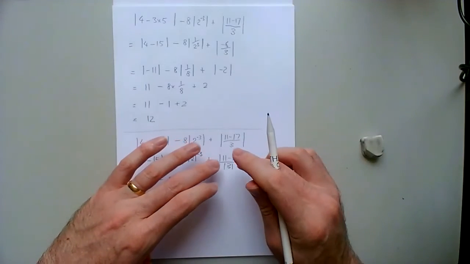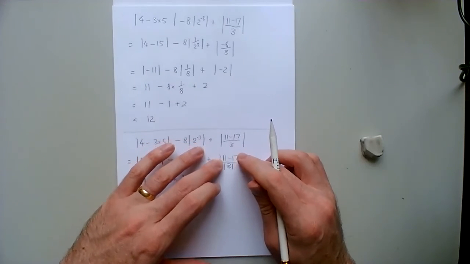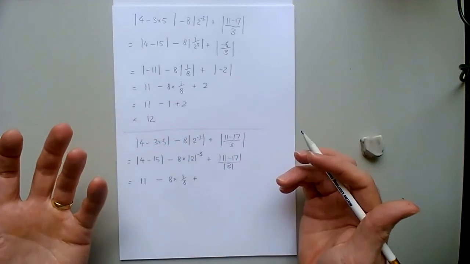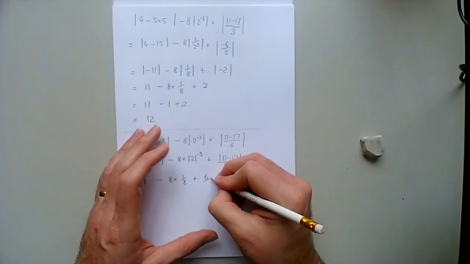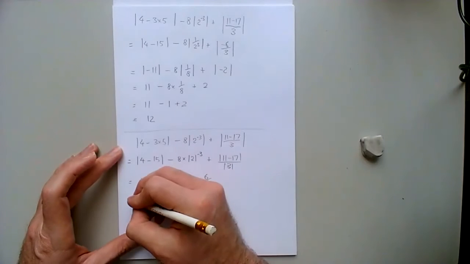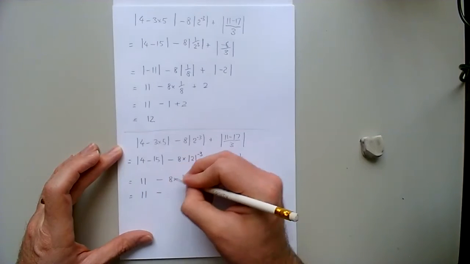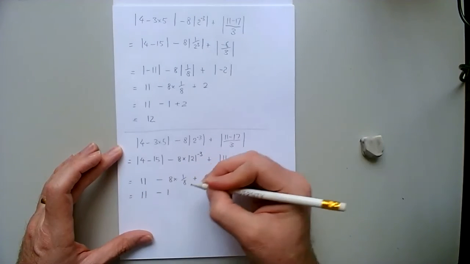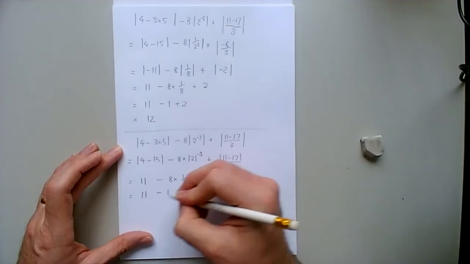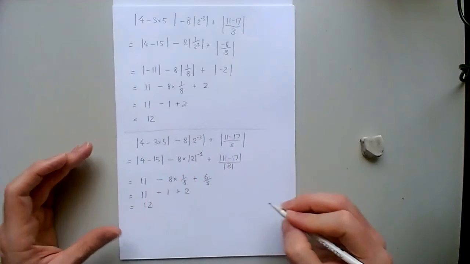And 11 minus 17 with absolute value, that's the distance between 11 and 17, which is 6, and the absolute value of 3 is 3. So 11 minus 8 times an eighth is 1, plus 6 divided by 3 is 2, which is again 12.